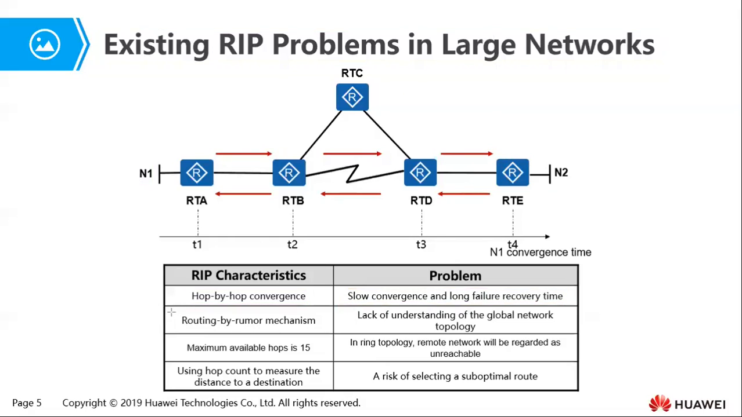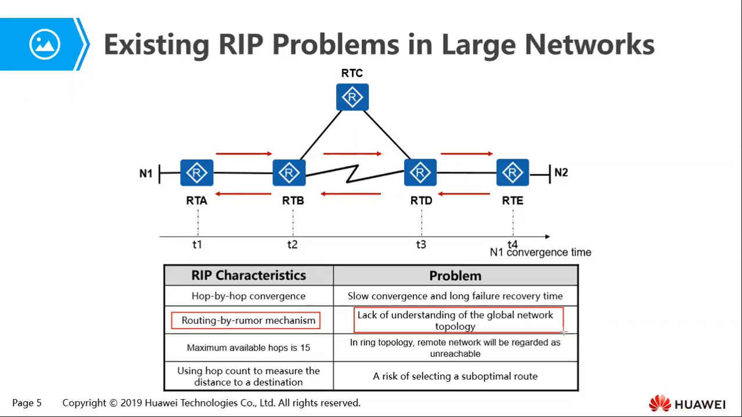The other issue with RIP is what we call the routing by rumor mechanism. RIP does not understand the global network topology.